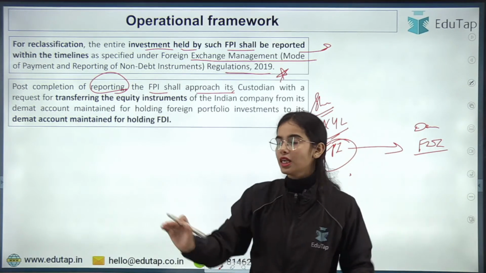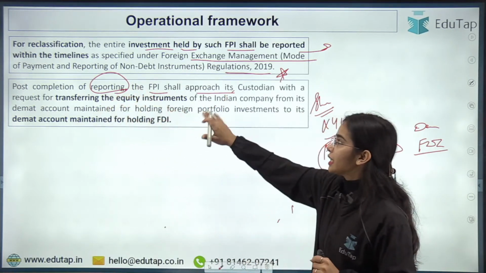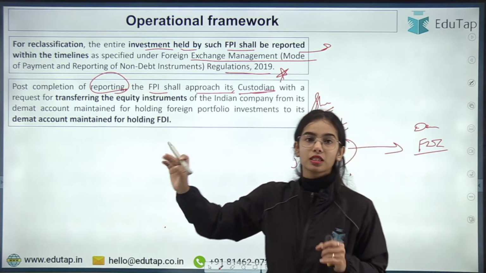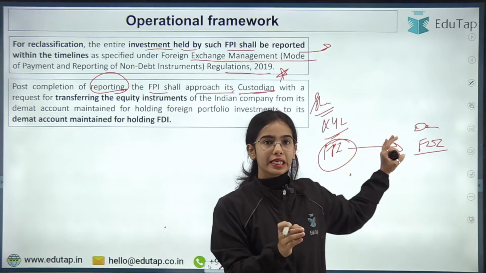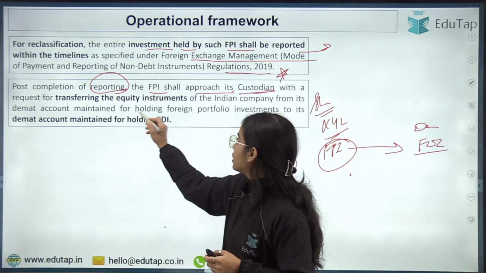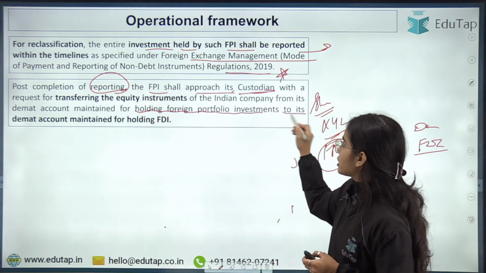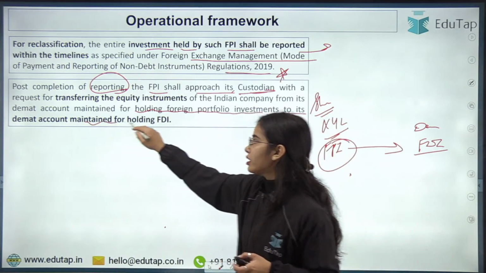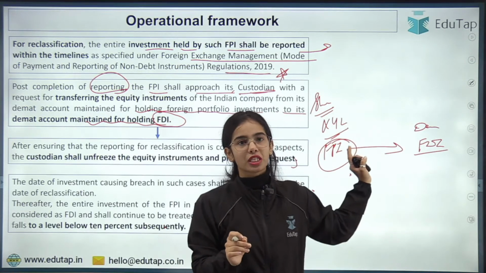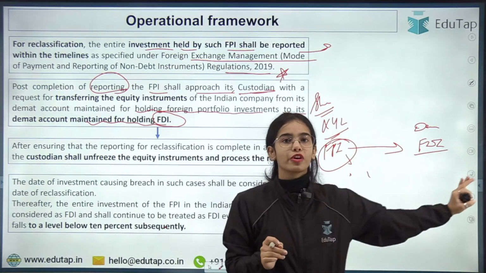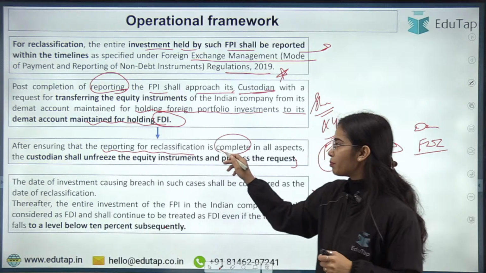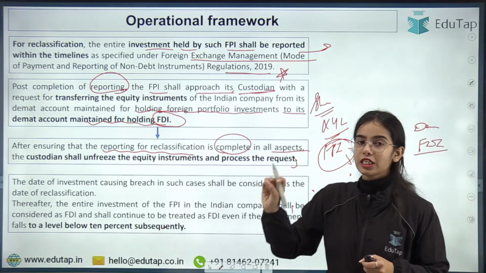So that is the whole idea, that post completion of reporting, the FPI shall approach its custodian with the request for transferring the shares, equity instrument of the Indian company XYZ, from its demat account for maintaining foreign portfolio investment to its demat account maintaining the holding of FDI. Okay, so the shares will be transferred from the FPI account to the FDI account. So after ensuring that the reporting for reclassification is complete in all aspects, the custodian shall unfreeze.